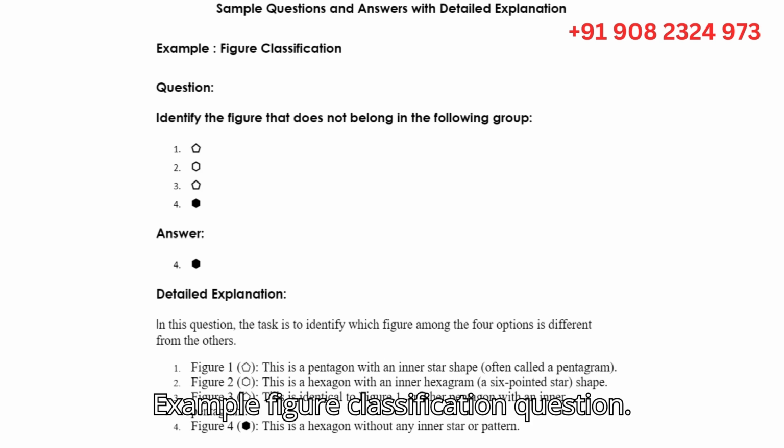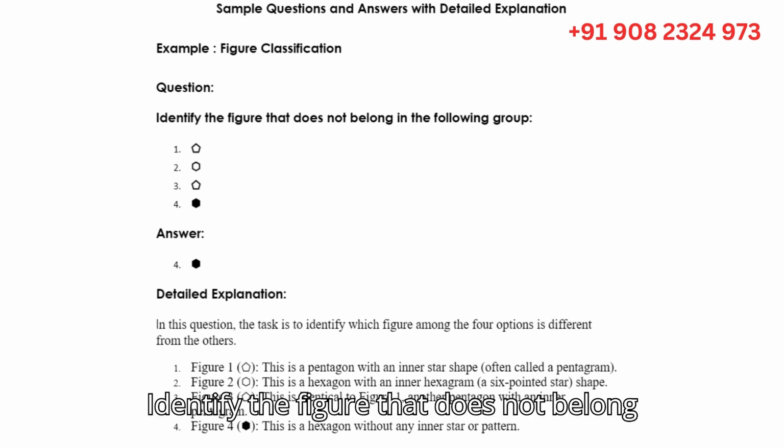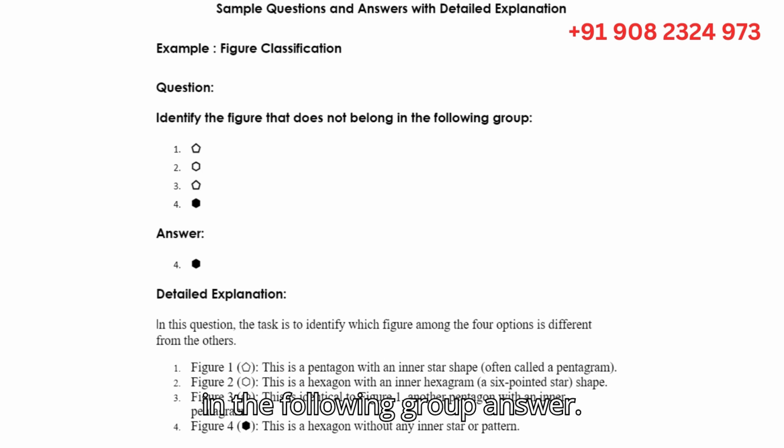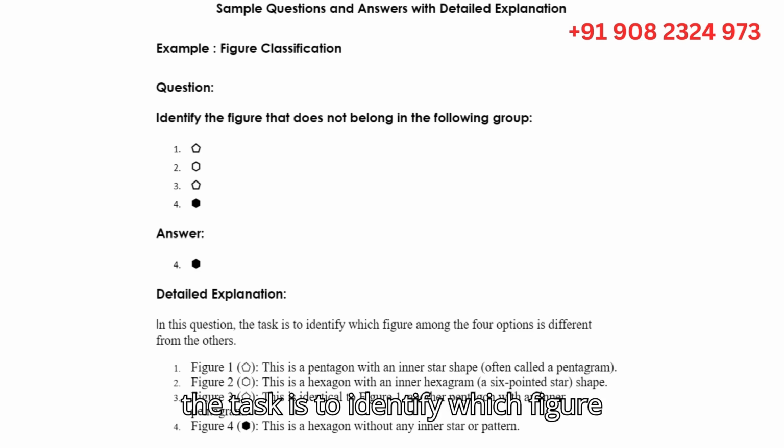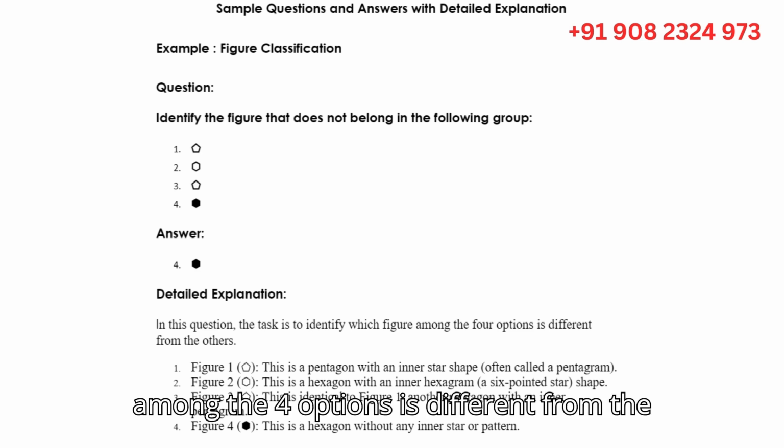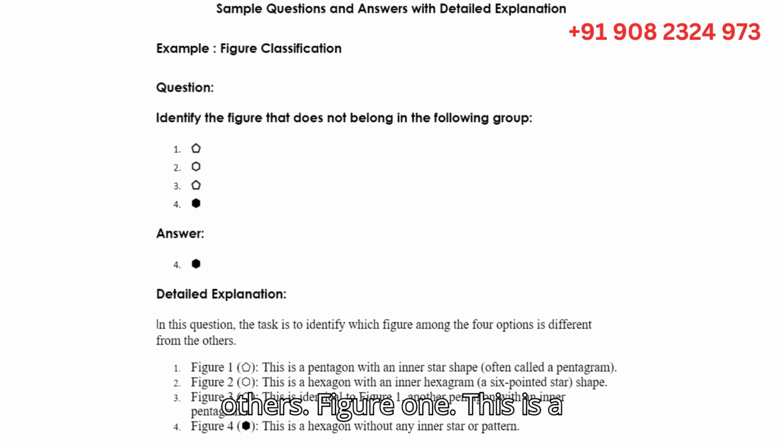Example, figure classification. Question: identify the figure that does not belong in the following group. Answer. Detailed explanation. In this question, the task is to identify which figure among the 4 options is different from the others. Figure 1. This is a pentagon with an inner star shape, often called a pentagram.